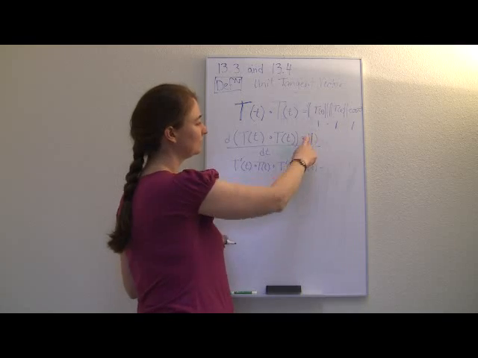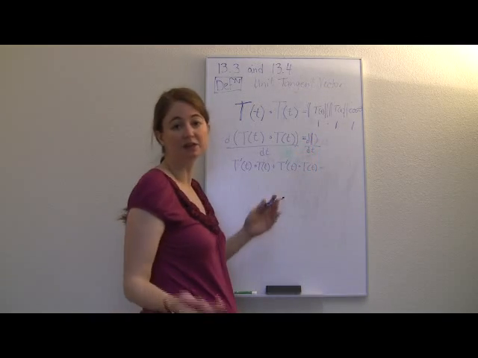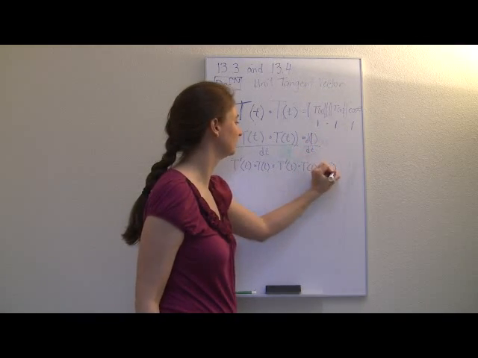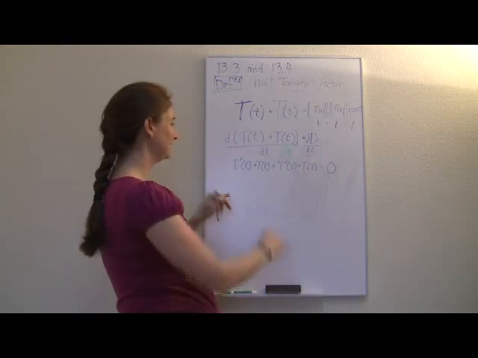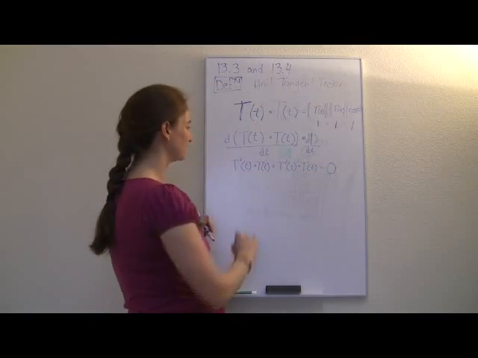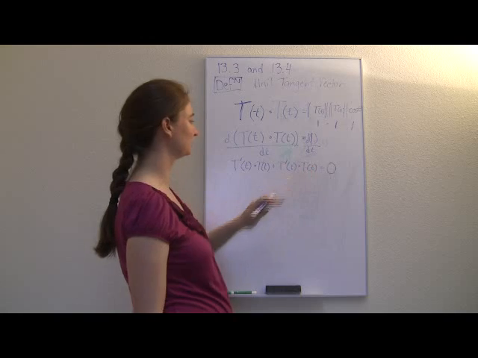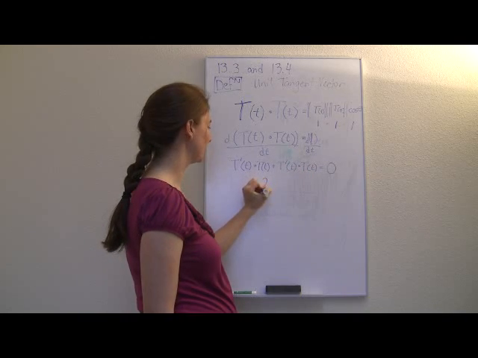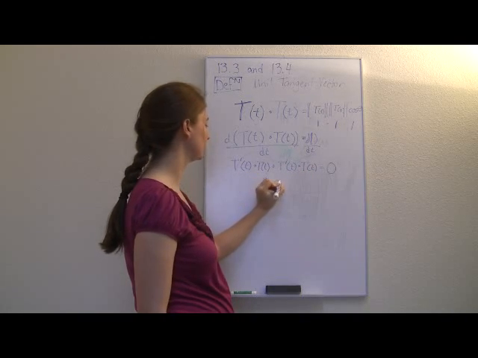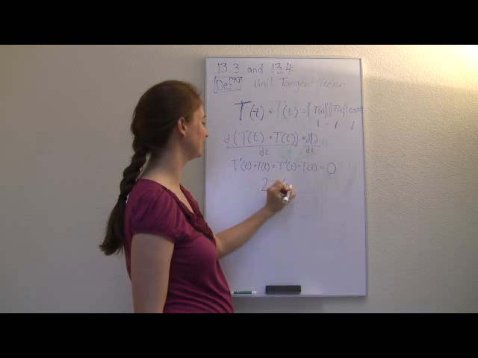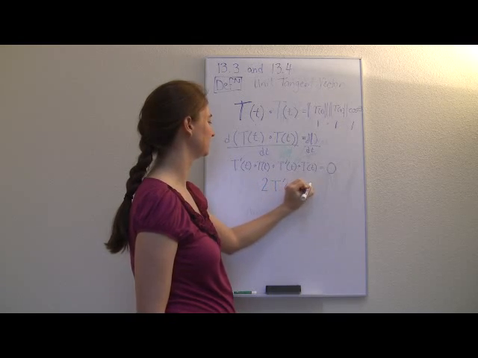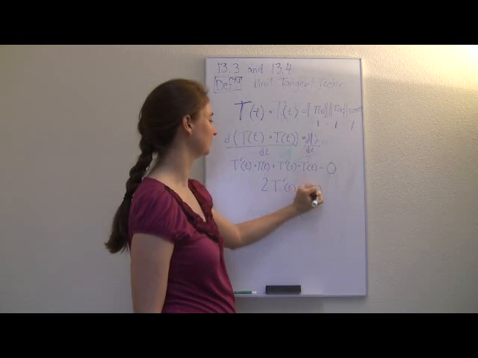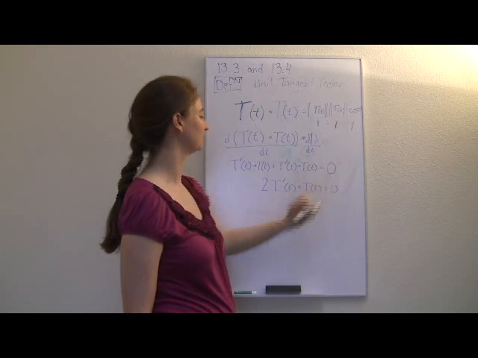And that's all going to be equal to the derivative of 1. And the derivative of a constant is just 0. Now we're left with these crazy dot products. Notice that this term is repeated exactly twice. So on the left side I have 2 times the derivative of the unit tangent vector dotted with the unit tangent vector. That's equal to 0.